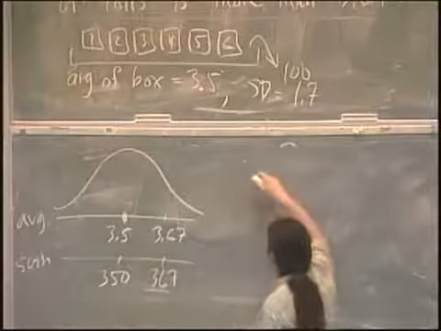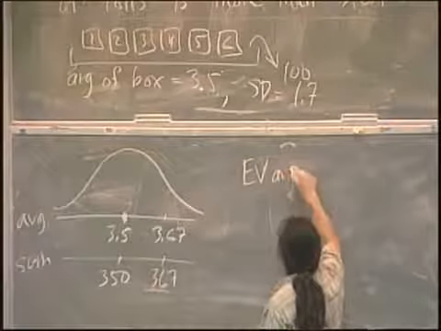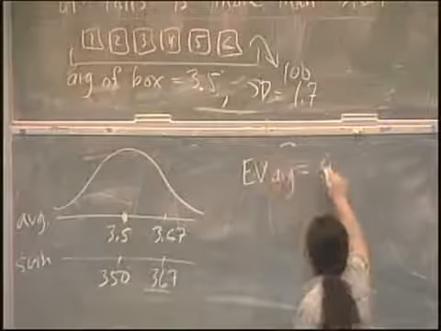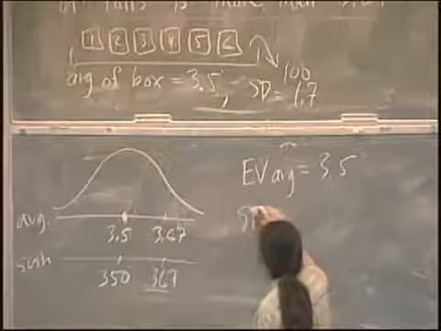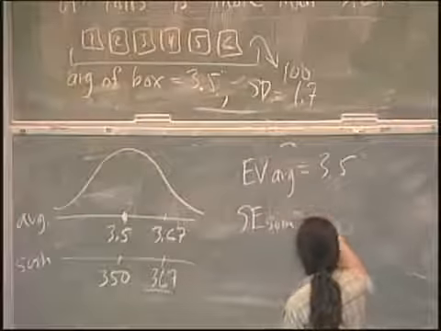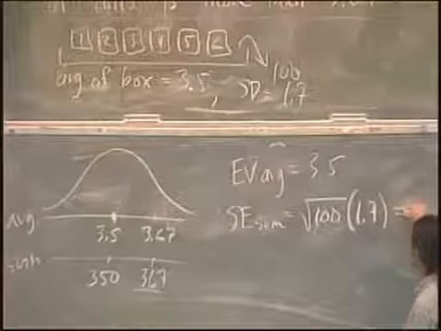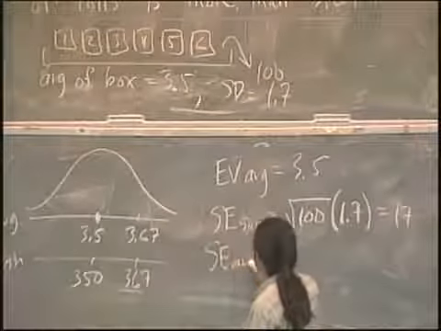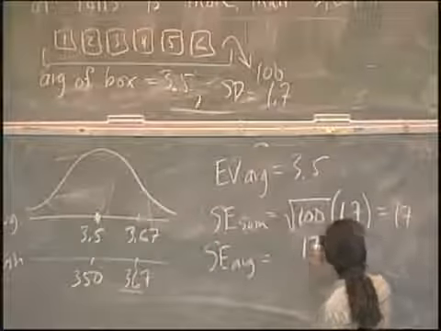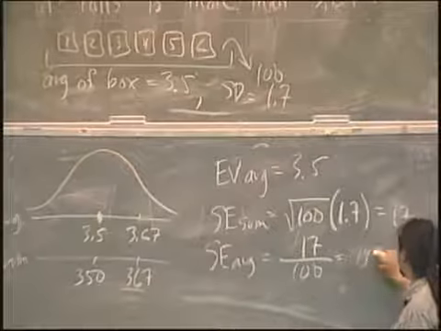All right, so let's calculate that. We know the expected value for the average of the draws is equal to the average of the box, 3.5. Okay, so that's why this is in the center. The SE for the sum of draws, I'll do that first. That's the square root of the number of draws times the SD of the box, which is 17. And SE for the average is SE sum divided by the number of draws, which is 0.17.